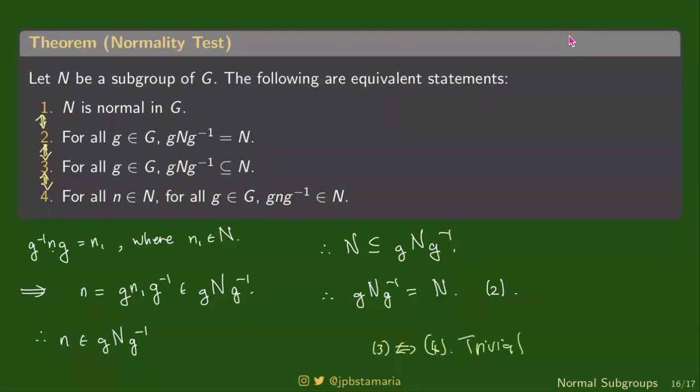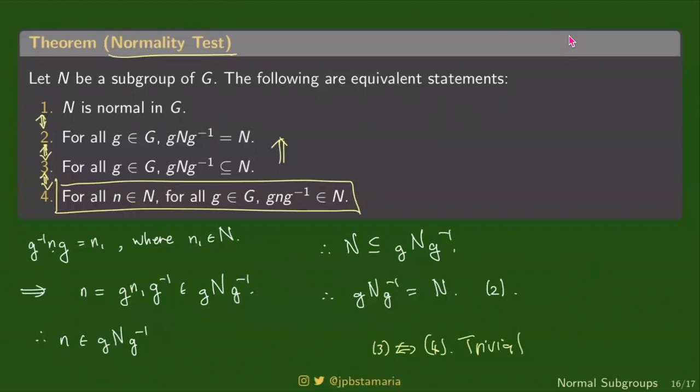Naintindihan nyo? So 3 is trivially the same as 4 again. So ang prove lang natin dito bakit nababalik yung 3 pabalik sa 2, no? Yan lang tayo naglaan ng panahon. So, and we are now done. Kaya sabi ko sa inyo, ang statement 4 talaga yung essential dito. Siya yung tinatawag talaga nating normality test.